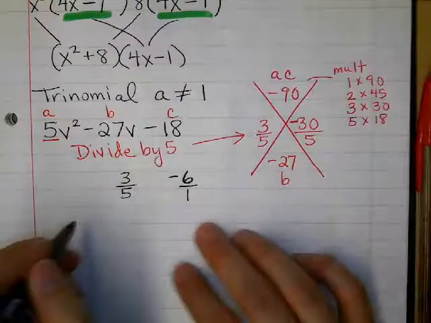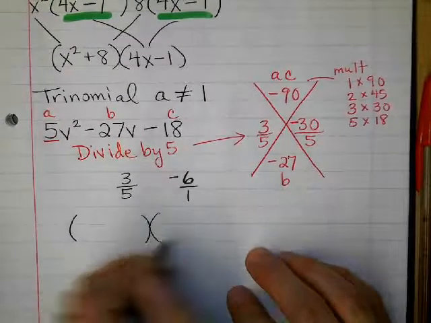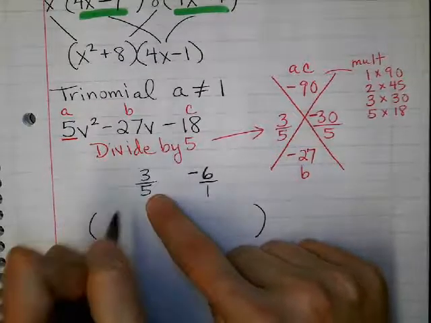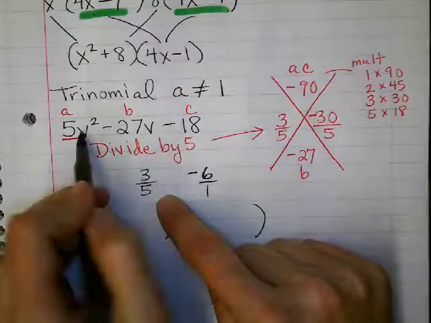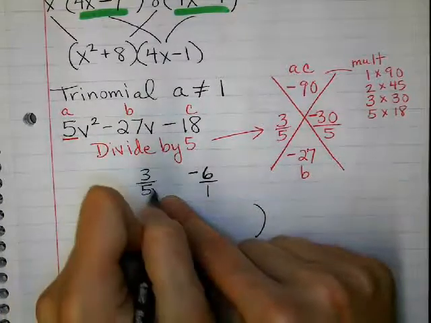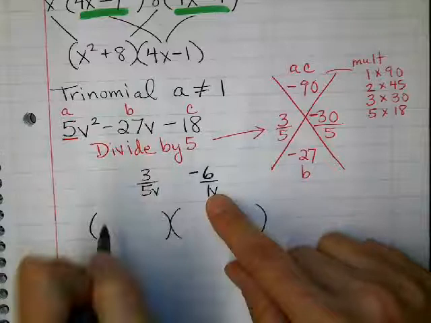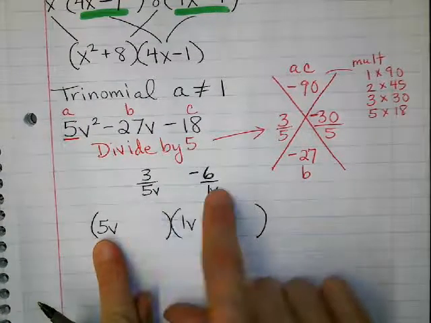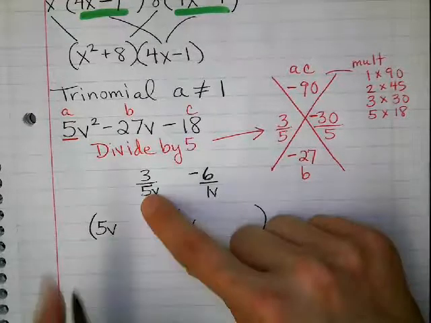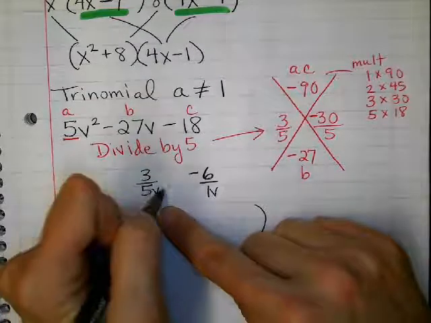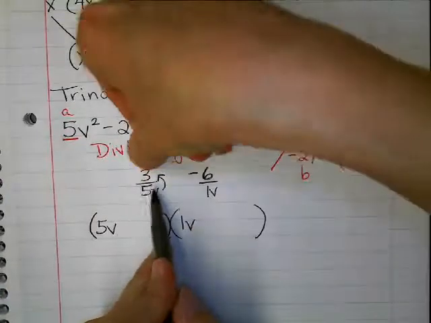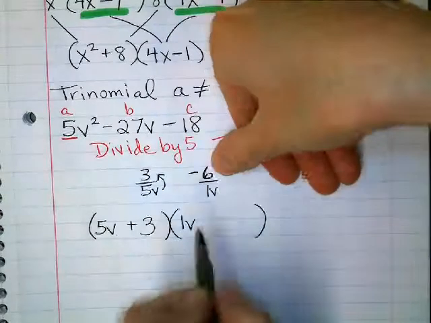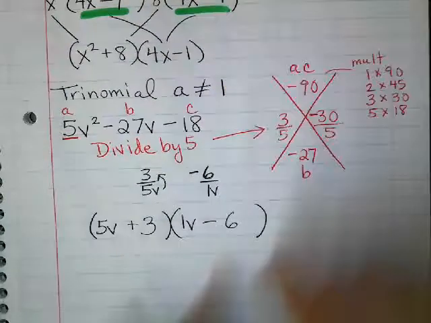All right, so now I can get the answer written out. It's weird, but the bottom of the fraction is the variable part that goes first. Like, your problem was 5v squared. So this is going to be 5v and 1v. The bottom part is the first part, so it goes bottom up. It'll be 5v plus 3, and this one's 1v minus 6. There's the answer. It's weird, isn't it?